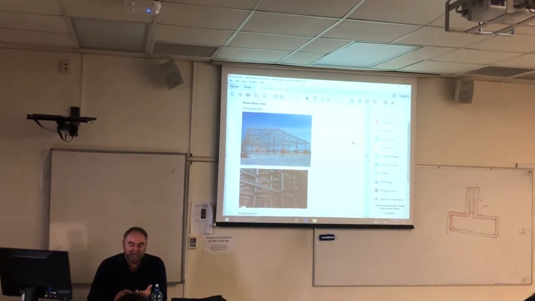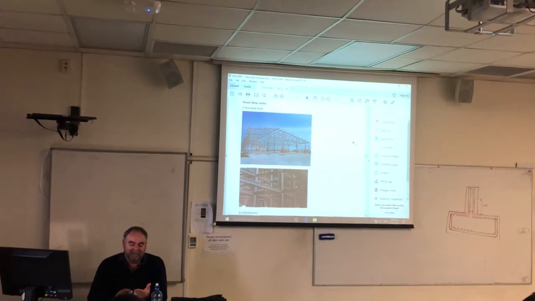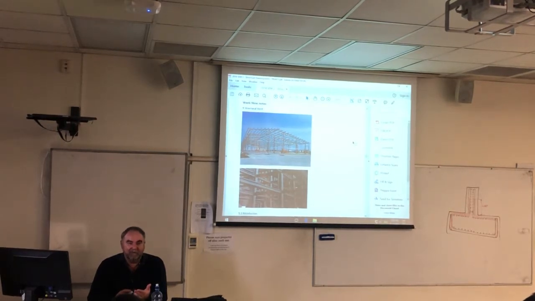And disappointingly, quite a lot of students stuffed up their viewport scale because, for one reason or the other, they couldn't get everything in after they'd drawn it. And I'm going to tell you this now about assignment 3.